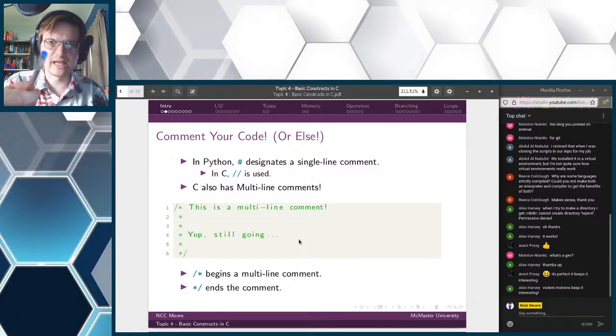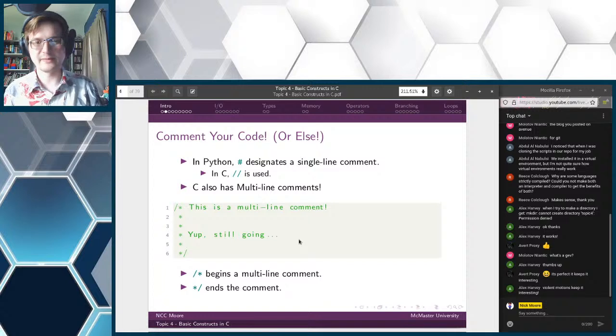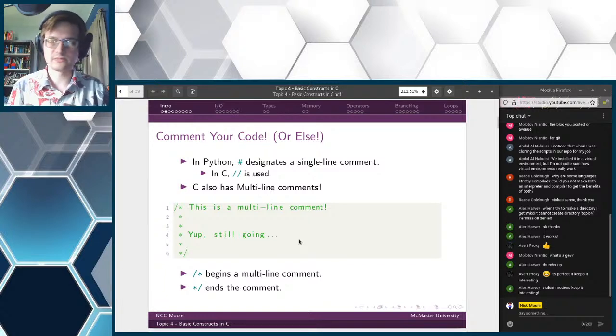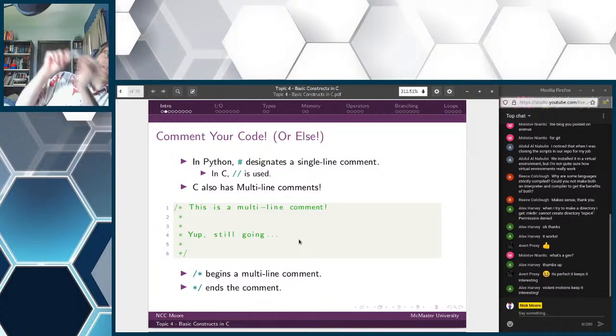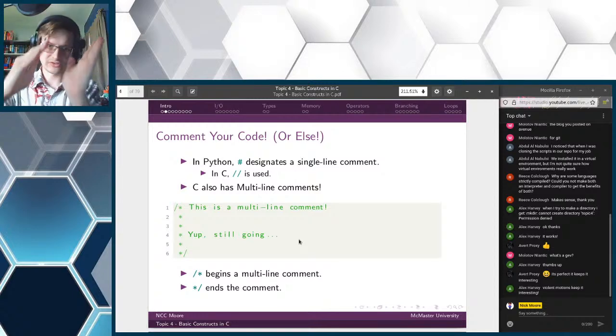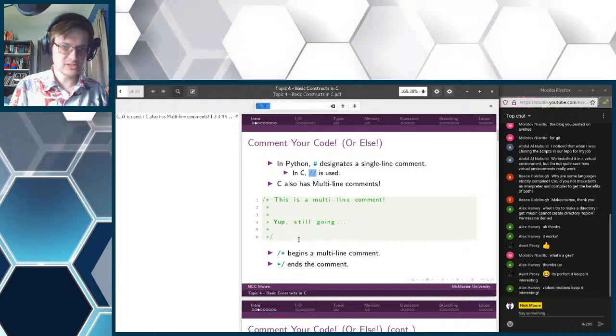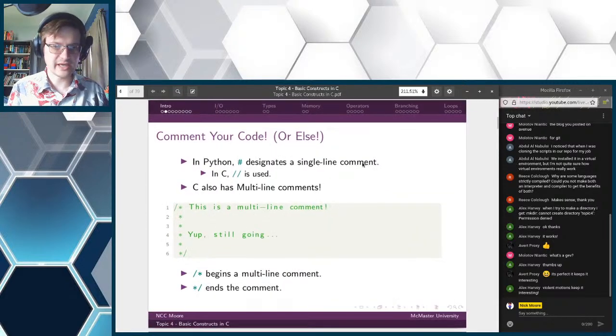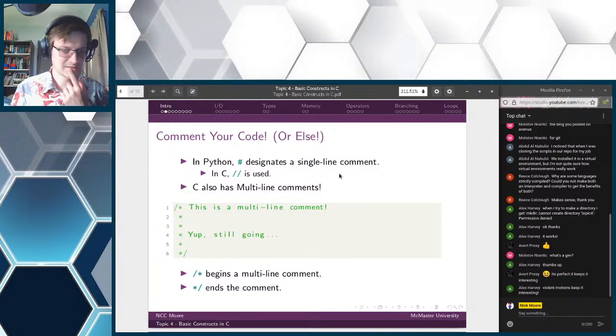Comment your code or else. So in Python, the octothorpe character designates single line comments. In C++ and C, double slash is used. Double slash is better than octothorpe, because you don't need to hold shift. And honestly, who among you can hit the octothorpe character without looking at their keyboard?